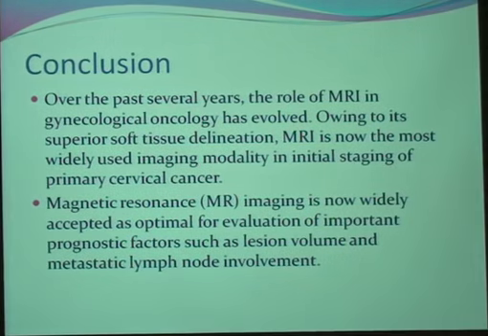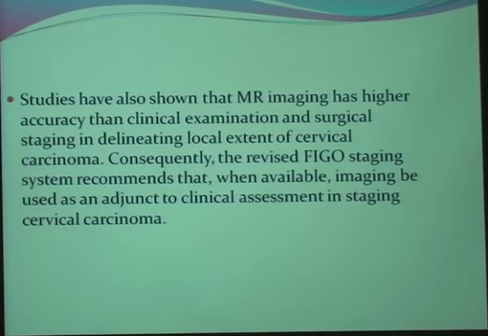To summarize, over the past several years, the role of MRI in gynecological oncology has evolved. Due to its high soft tissue resolution, MRI is now a widely used imaging modality in the initial stage of primary cancer cervix. MRI is widely accepted as optimal for evaluation of important prognostic factors such as the lesion volume and metastatic lymph nodes. Studies have shown that MRI has higher accuracy than clinical examination and surgical staging to detect the local extent of the cervical carcinoma.